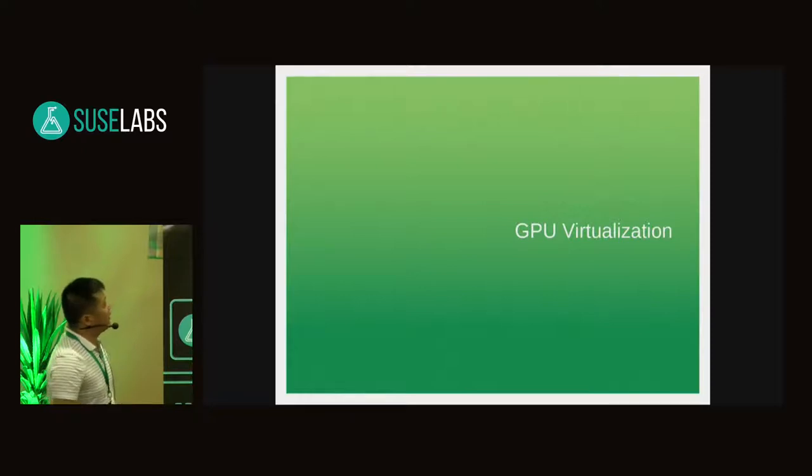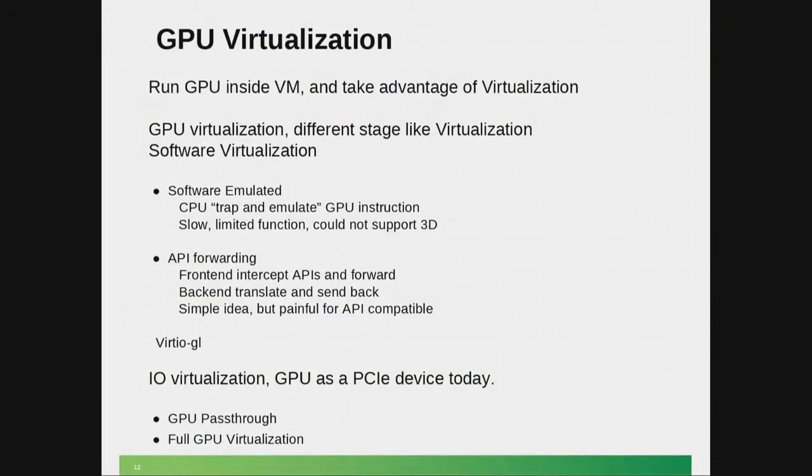So now let's see the combination of GPU virtualization. It's straightforward. The purpose is that I just want to run a GPU inside a VM. And like other virtualization, it also has different types. First, the software way, software emulation: the CPU traps and emulates the GPU command, then runs the function, and then returns. Same as the CPU part, it's also slow and quite limited.